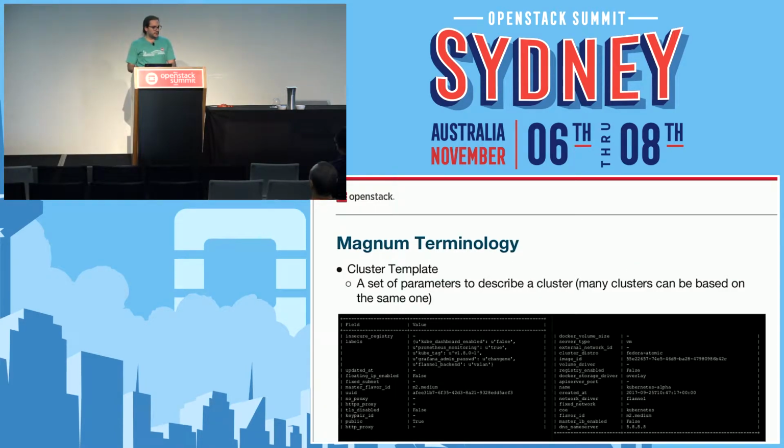I will go through some terminology. We have two main resources in Magnum. One is the cluster template, and the other one is the cluster. A cluster template is basically just an entry in the database that holds all the attributes that describe a cluster. In this one, you can actually read what it has.